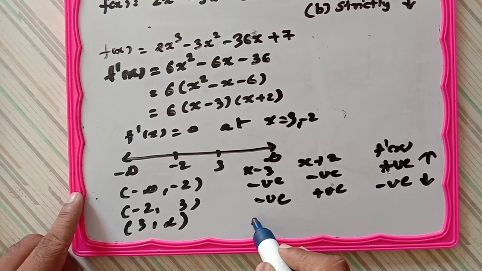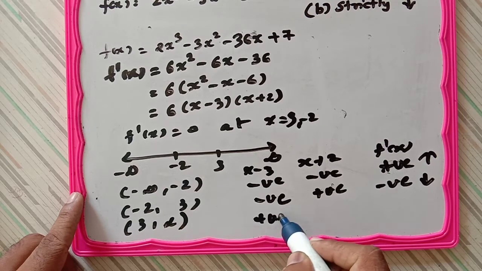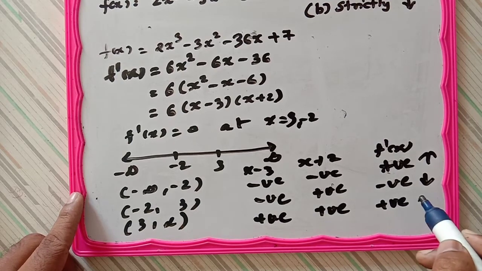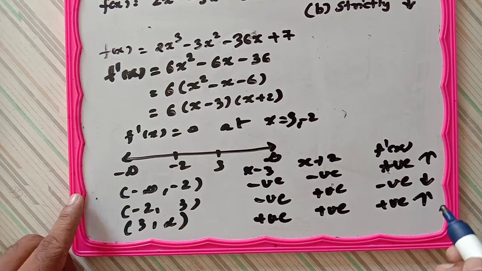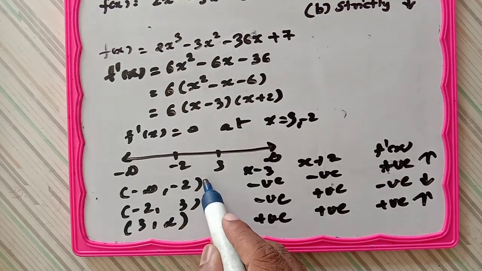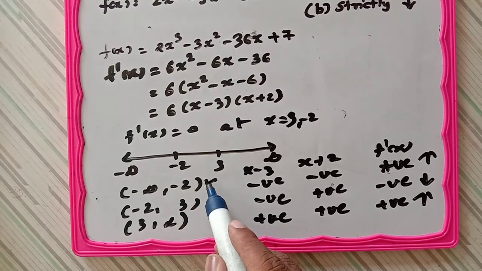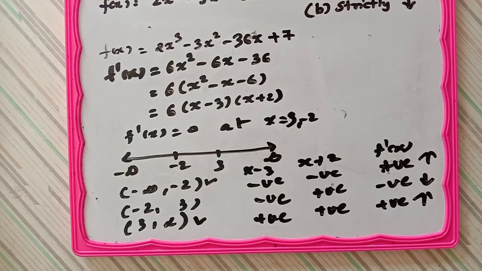And 3 to ∞, here any value we take, then this is also positive, this is also positive, and so the final answer is positive, and so it is increasing. So we can say that -∞ to -2 it is increasing, 3 to ∞ it is increasing, and -2 to 3 it is decreasing.